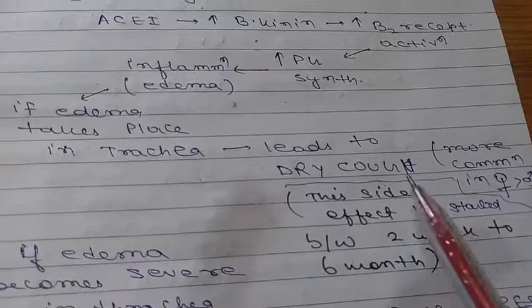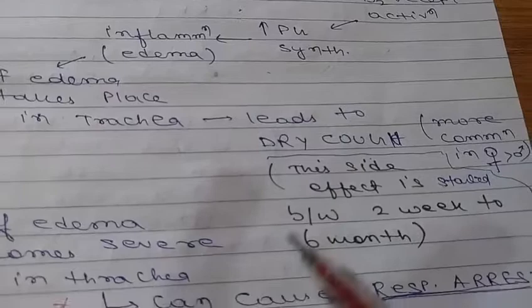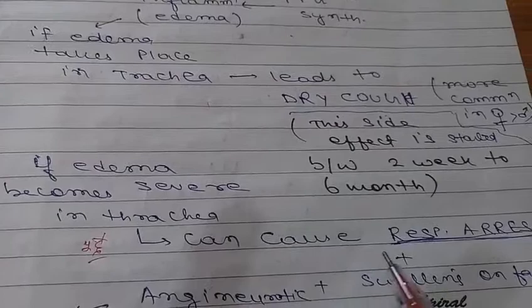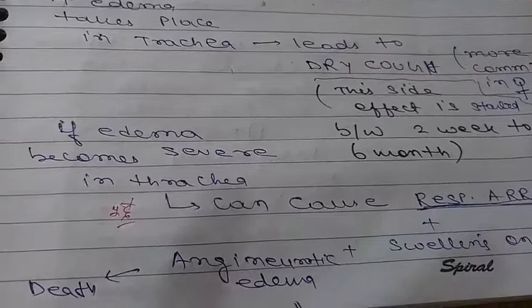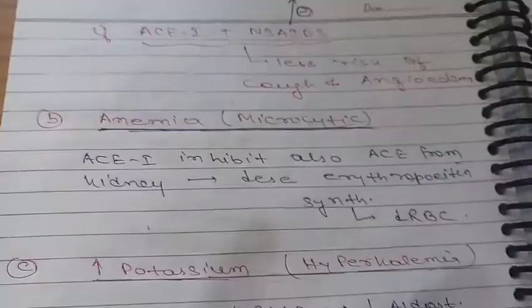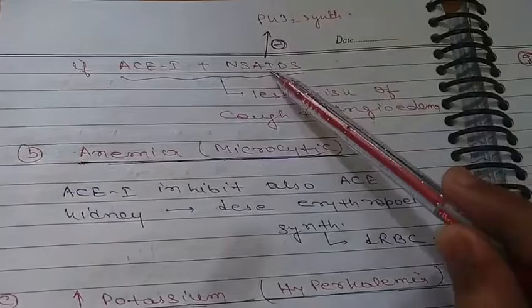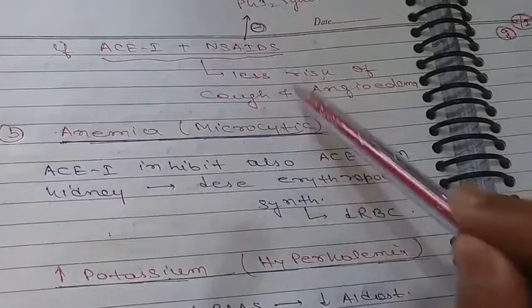Clear? Now this side effect starts between 2 weeks to 6 months after starting ACE inhibitors, and it is more common in females than in males. If edema becomes severe in the trachea, it can cause respiratory arrest, swelling on the face, and also angioneurotic edema that can cause death. Clear? So ACE inhibitors are given with non-steroidal anti-inflammatory drugs because they inhibit prostaglandin synthesis, so there is less risk of cough and angioedema.